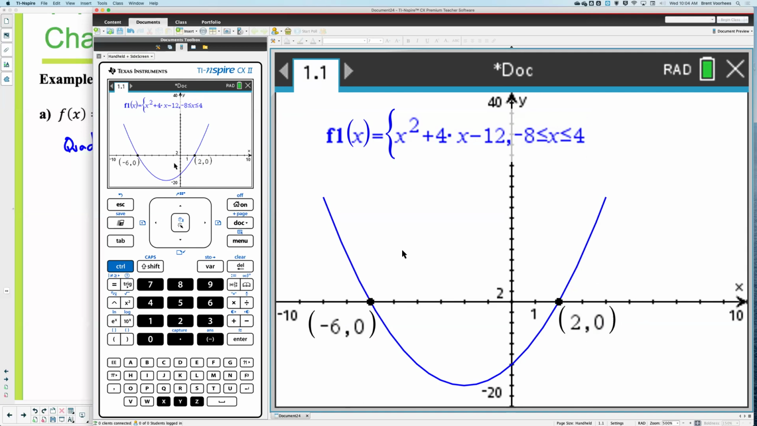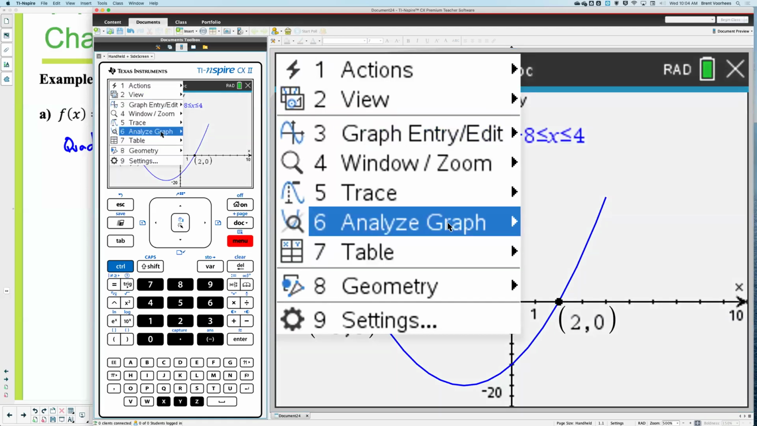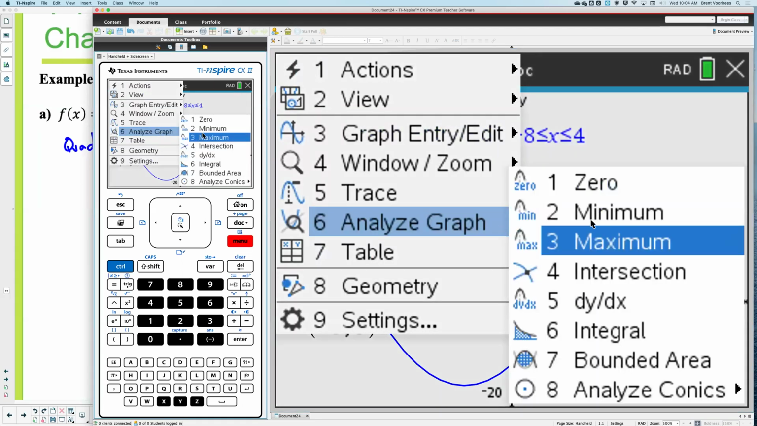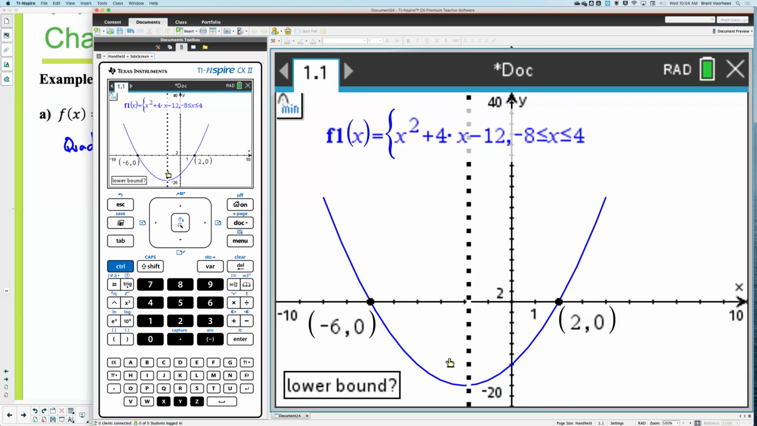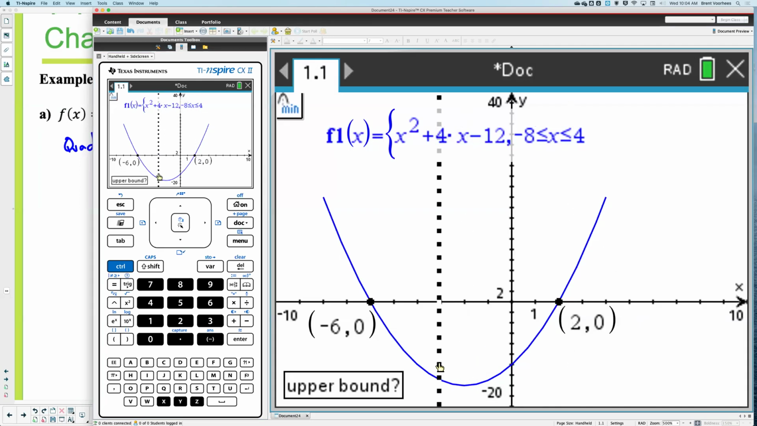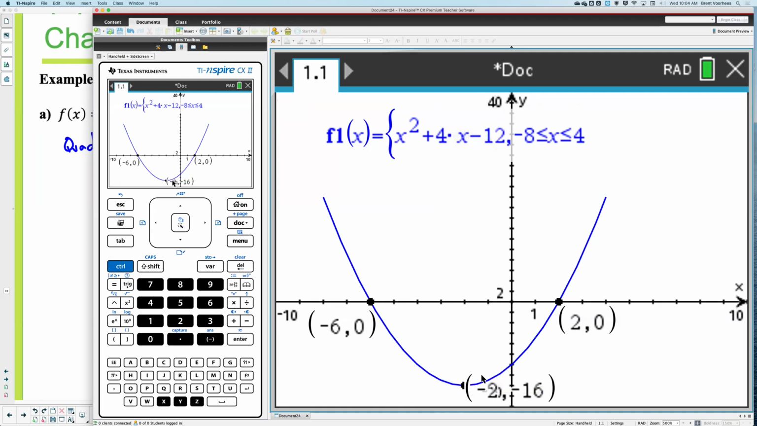Great. We got 2 values left. We need to find, actually, it's going to be 3. This minimum and these 2 maximums. So hit menu, go to Analyze Graph, choose minimum. Again, it says lower bound, so go to the left of the minimum, click. Go to the right of the minimum, click, and it'll give you that value. It's telling me it's -2, -16.